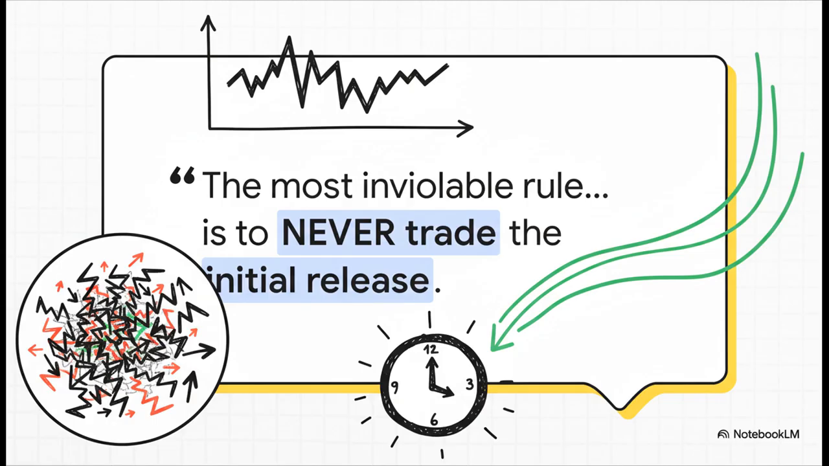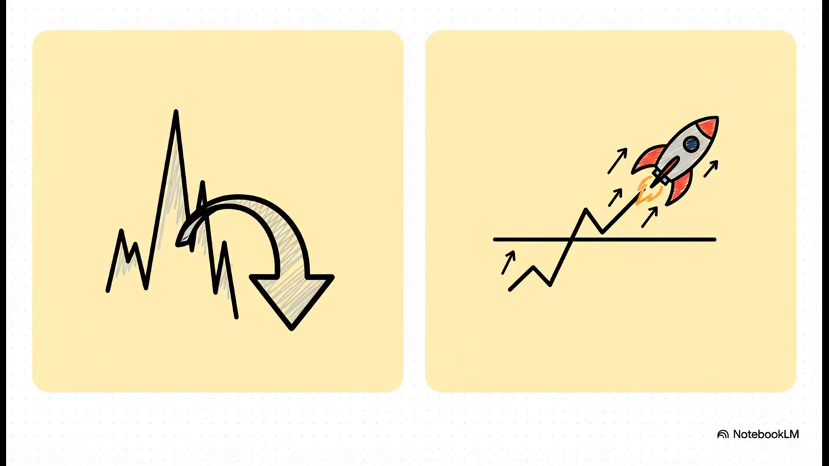Let the algorithms have their cage fight, let the market calm down, and wait for the real story to become clear. Now, once that initial storm passes, you've basically got two main plays you can run. The first is the fade, where you bet that the first crazy move was an overreaction because the details of the report are actually mixed. The second play is the breakout, where you jump on the trend because all three of our vectors are pointing in the same direction, confirming that the move is the real deal.